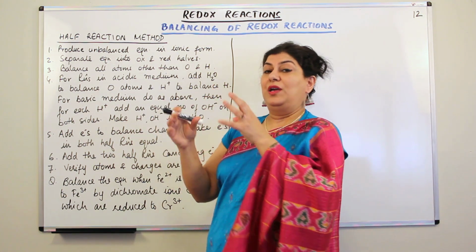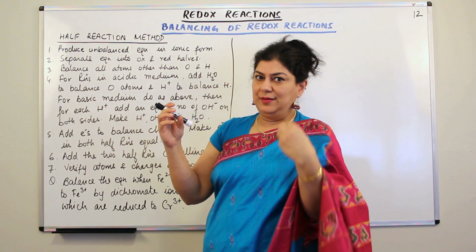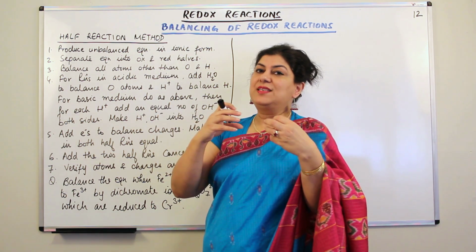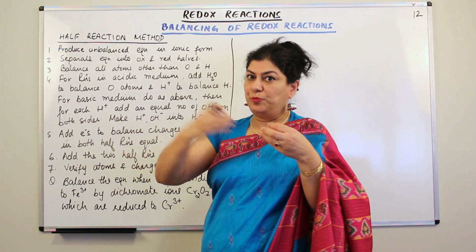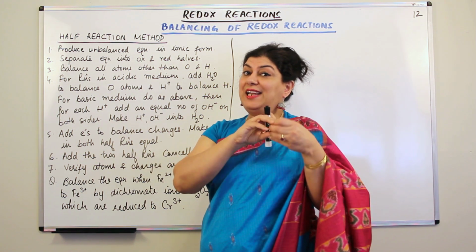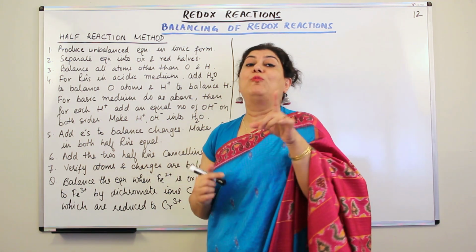And then if you do that, you will realize that one side will have the H positive ions, and you added OH negative ions. When you add OH negative ions to both sides, on the side that has H positive ions, the OH negative and H positive will combine to form water molecules.